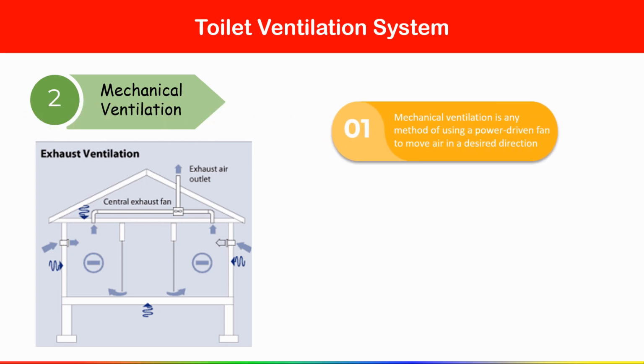Okay, now you can see what is actually mechanical ventilation. Mechanical ventilation is any method of using a power driven fan to move air in a desired direction. As I told you, mechanical ventilation or forced ventilation, both are same. Here we have to use the fan to circulate the air. Okay.